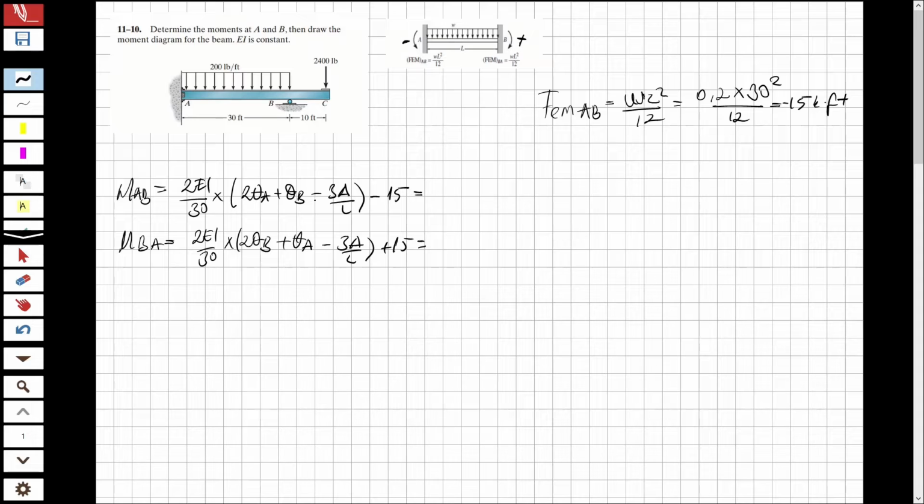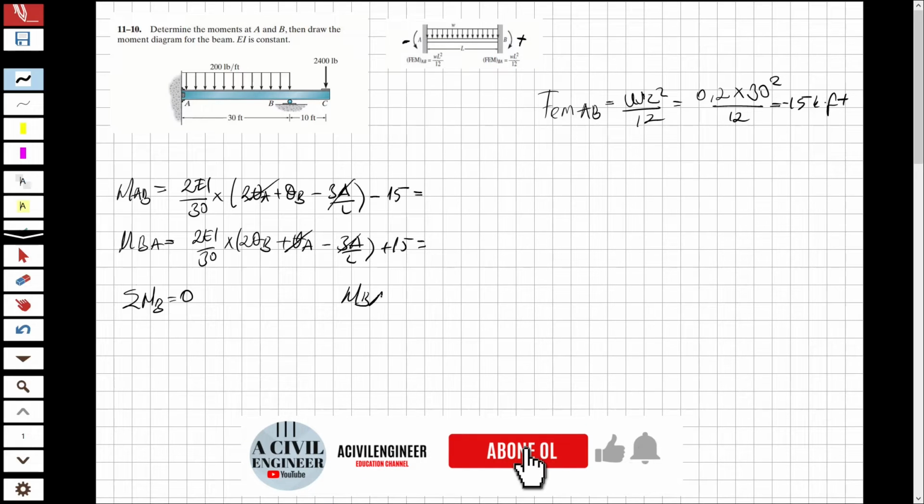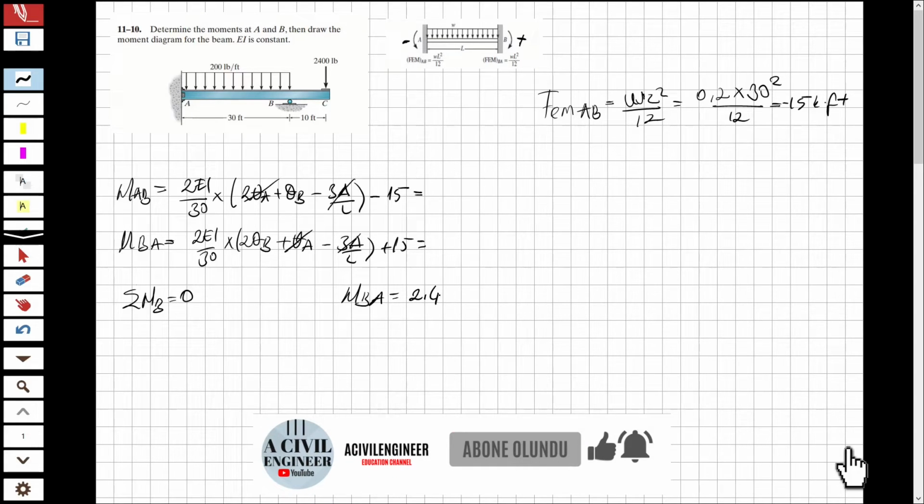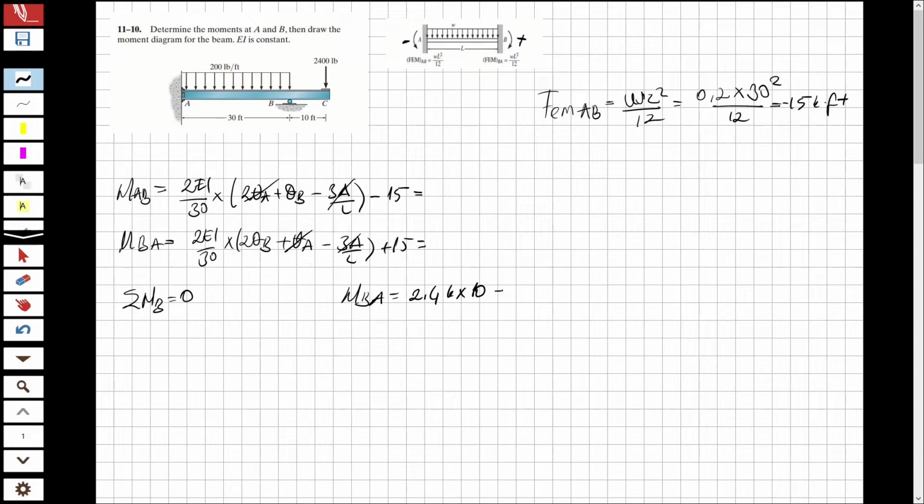Now you can see it's a fixed first support, so we don't need to calculate theta A, and we don't have any settlement, so there is no need to calculate delta. And also, you know that the moment at B has to be equal to 0, right? And we have a force acting at the point C. And this is equal to the moment at B, from B to A. The moment BA will be equal to 2.4 kip times 10. It's going to be 24, okay?